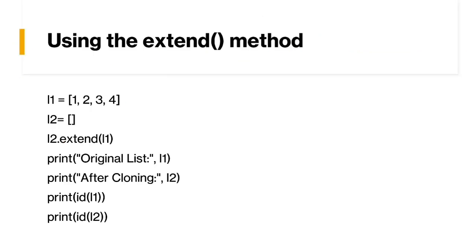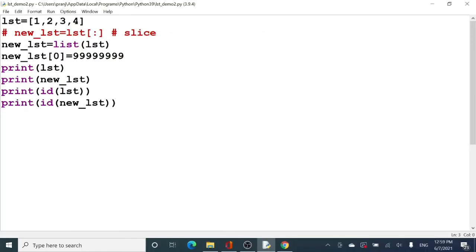Coming to the third way of creating a clone, the third way is the extend method. We know that you can use the extend method to club two lists together. So here we have taken an empty list with the name L2 and we have just extended it with L1. That is another method. Let us go back to the Python screen and see how this extend method will give us the same output as before.